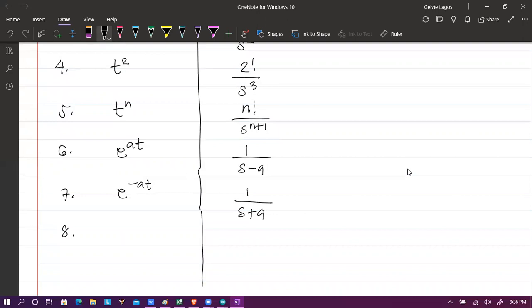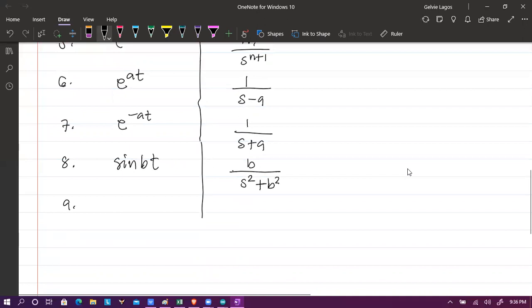Now we go to the Laplace transform of the sinusoidal function. We all know that the sinusoidal function is sine and cosine. Let's start with the sine function first. The Laplace transform of sine bt is just b all over s squared plus b squared. For the cosine function, the Laplace transform is, oh, I'm sorry, s all over s squared plus b squared. That's for the cosine function.